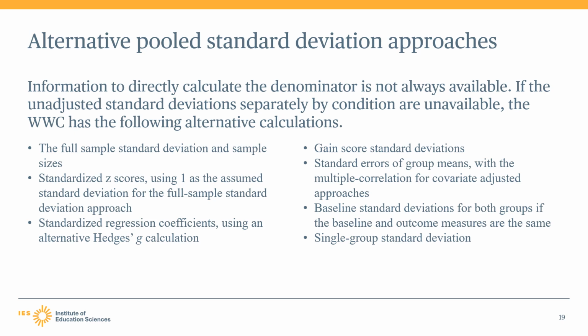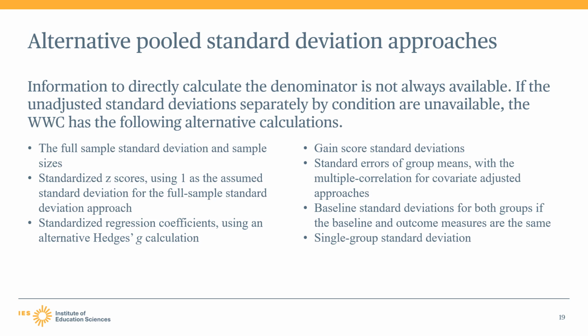The first alternative method can be used if a study reports the total standard deviation for the outcome measure, but does not report the standard deviation separately for the intervention and comparison groups. The total standard deviation can be used to calculate the pooled within group standard deviation if the authors also report the sample sizes for the intervention and comparison groups.